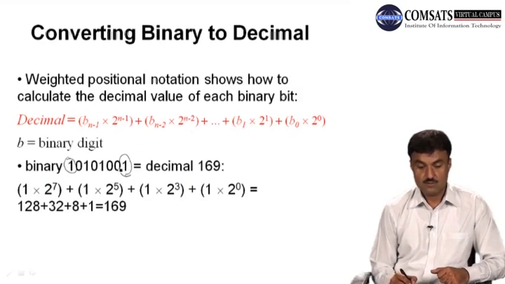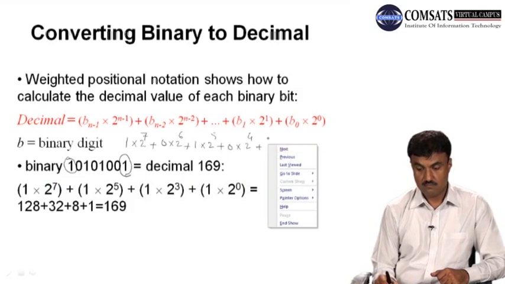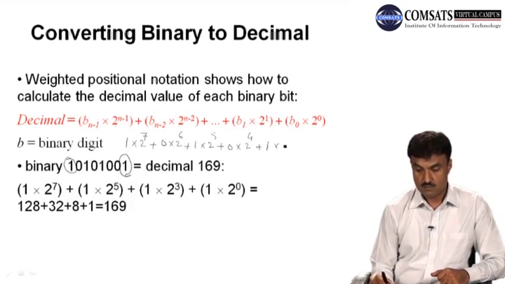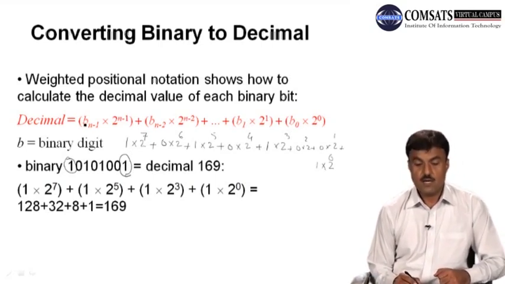How can we convert it? We have 1, 2, 3, 4, 5, 6, 7, and 8 binary digits. So we convert them like this: 1 multiplied by 2 power 7, plus 0 multiplied by 2 power 6, plus 1 multiplied by 2 power 5, plus 0 multiplied by 2 power 4, plus 1 multiplied by 2 power 3, and so on. So 0 multiplied by 2 power 2, plus 0 multiplied by 2 power 1, and plus 1 multiplied by 2 power 0.